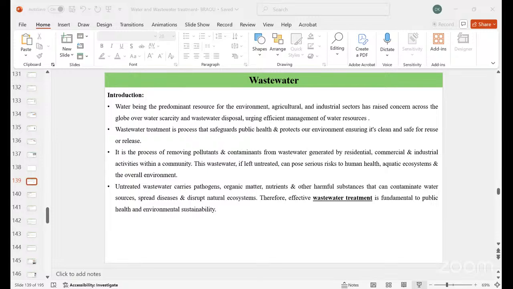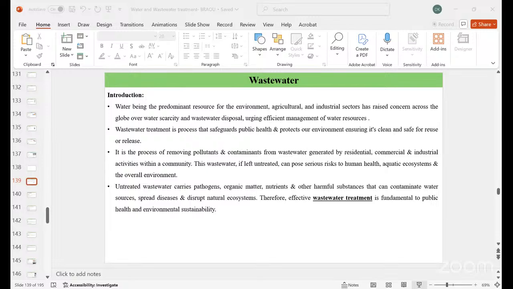So coming to wastewater treatment. Now that we know the characterization of water and all, we will be looking deeply into the wastewater treatment technologies. First, wastewater is collected, then odor control, screening, primary treatment, secondary treatment, tertiary treatment, disinfection, and sludge treatment. All these are also part of wastewater treatment.